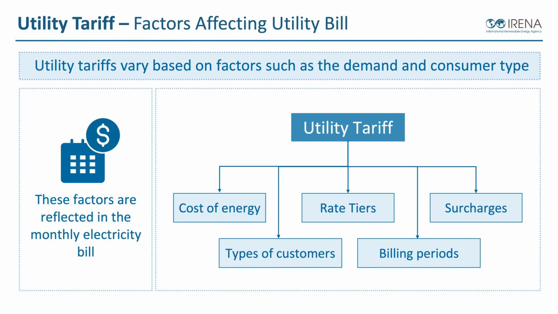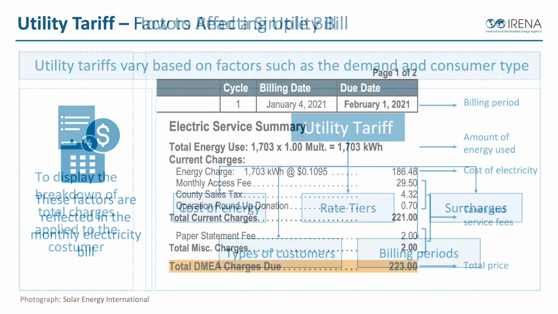Now, there's other factors that are affecting our utility bill as well. So we have the utility tariff itself, and underneath that tariff, we have a number of things: the cost of energy, the tiered structures, any surcharges that might be involved there, what type of consumer, are you a residence or an agriculture or a business, and then what are the billing periods? Is it a 1-month billing cycle or a 2-month billing cycle, or maybe weekly? So all of those things will affect the price of our utility bills.